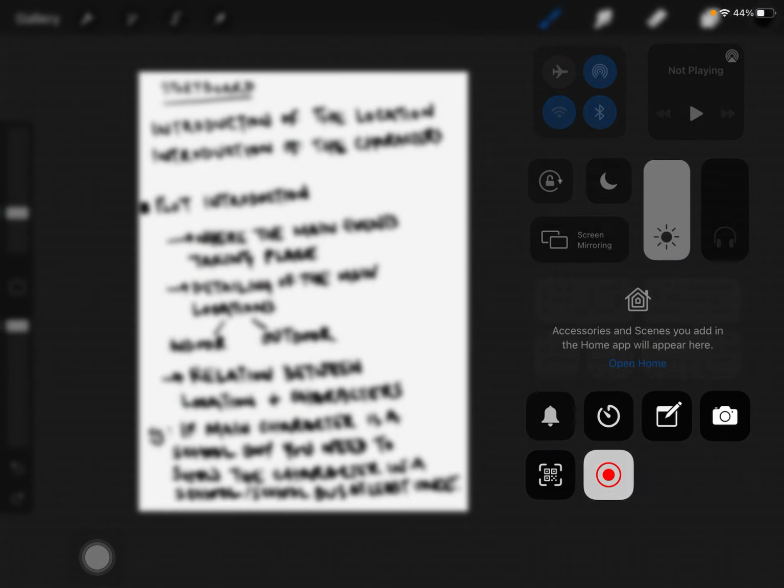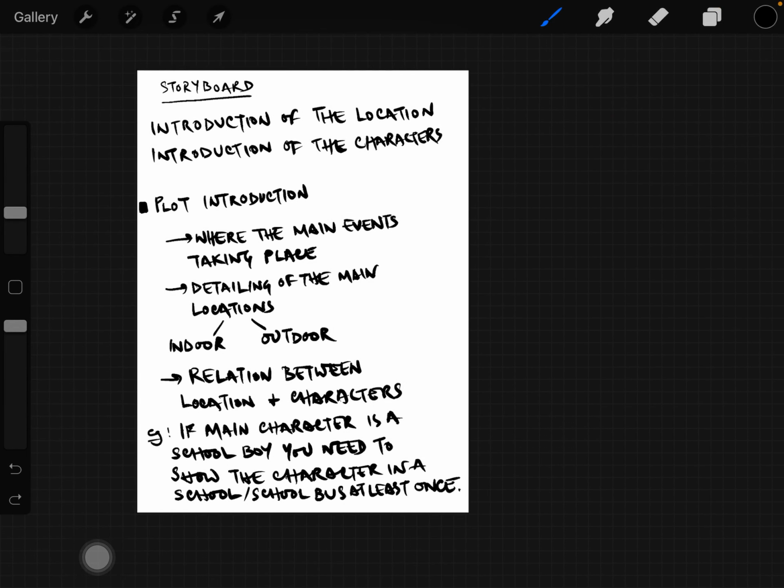Hello students. Okay, so we are almost at the end of this syllabus and we have very few little things to discuss furthermore. Most of the things have been discussed and I guess you have been practicing this storyboarding. So today we are going to talk about the introduction of location and the introduction of characters, mainly these two things.